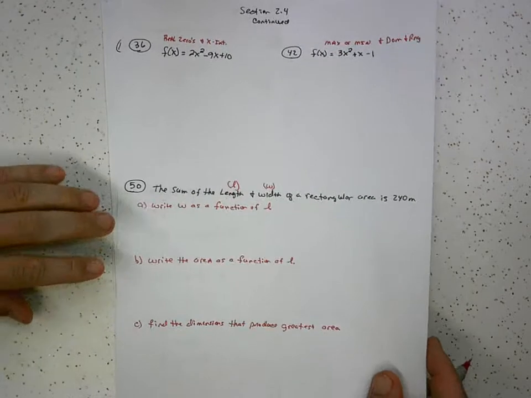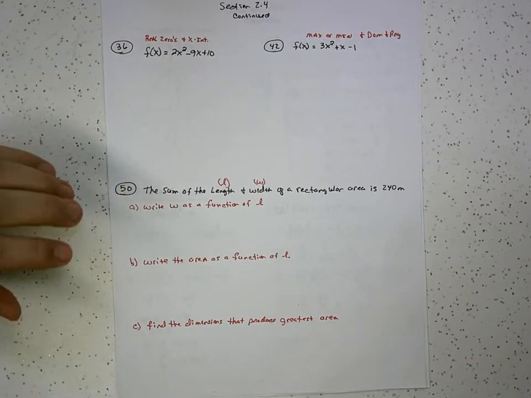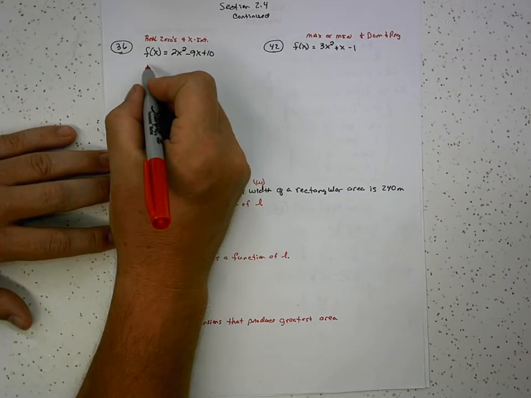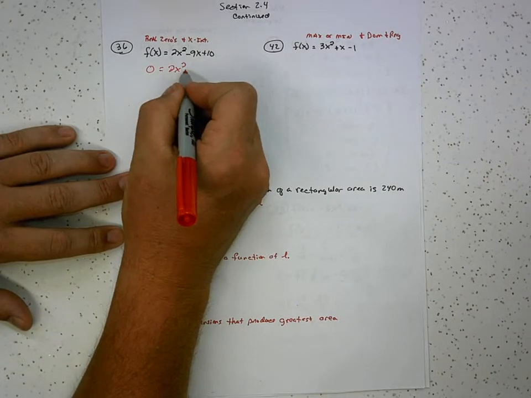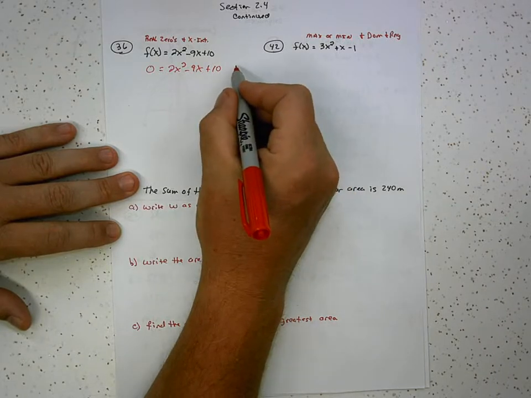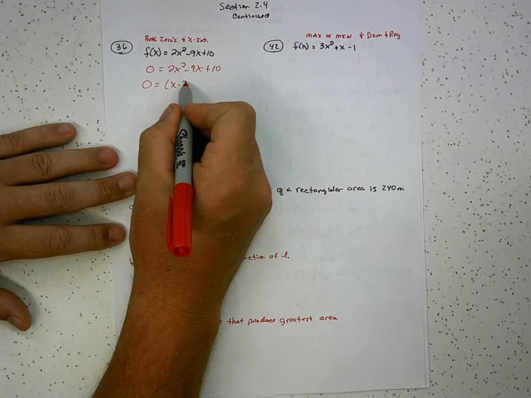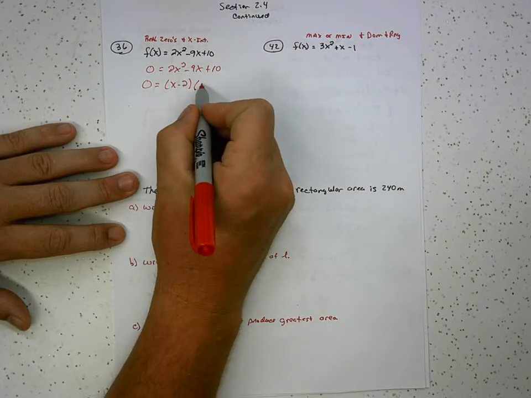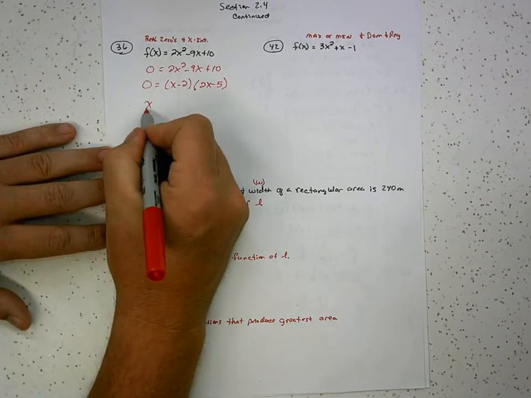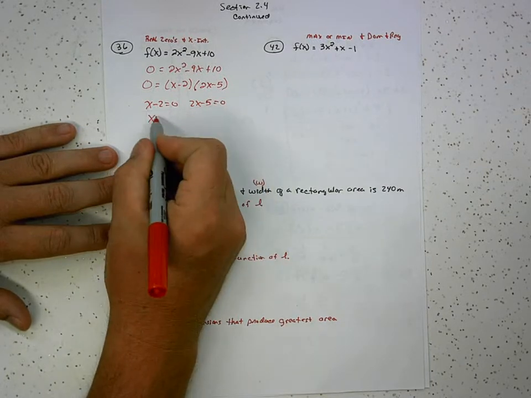Let's see if we can get through these. They want the real zeros and the x-intercepts in number 36. To find these, I'm going to set it equal to 0. This one's a pretty easy one to factor. I'll let you go through the factoring form here. Ends up factoring as x minus 2 and 2x minus 5. Set each of those equal to 0. And I find the real zeros.